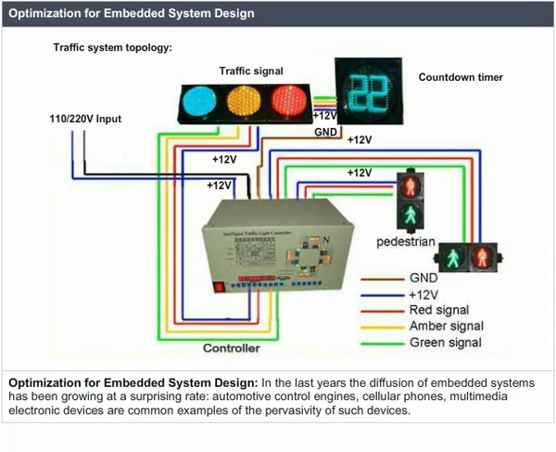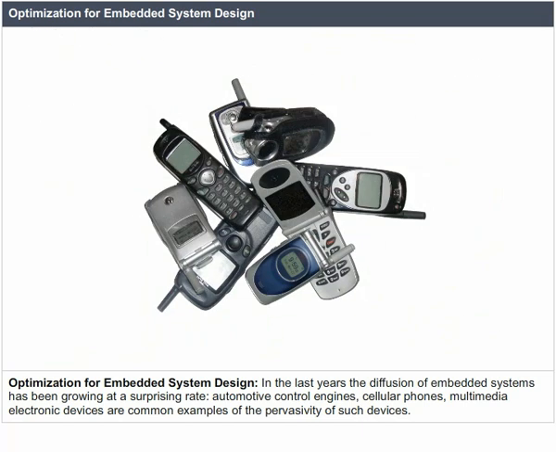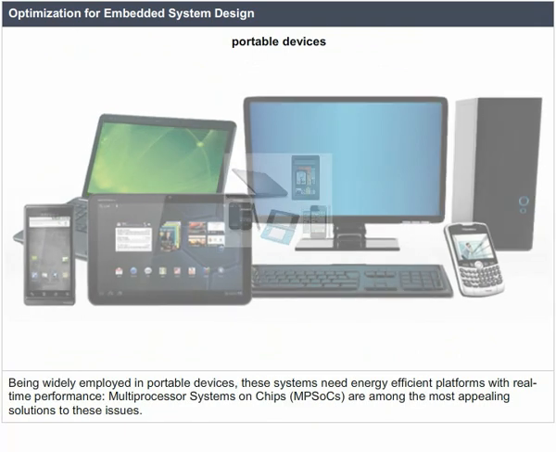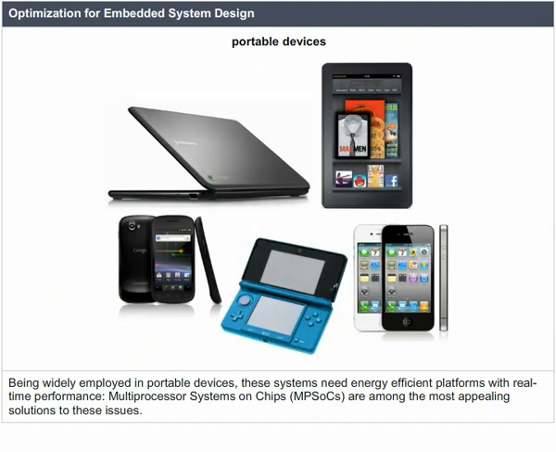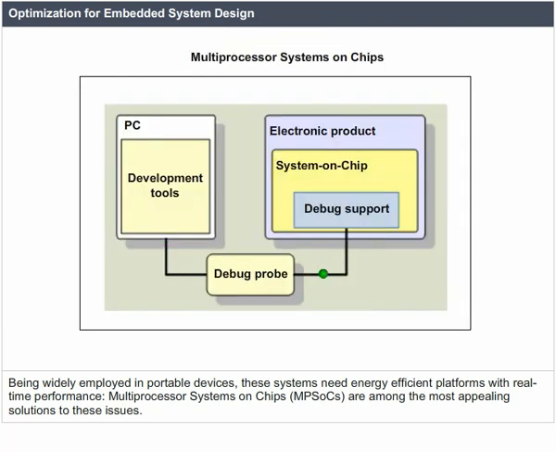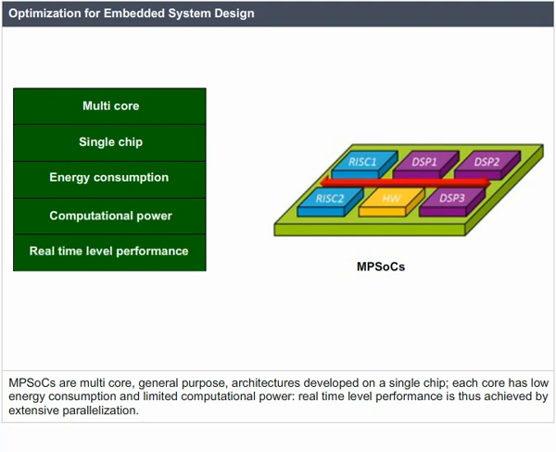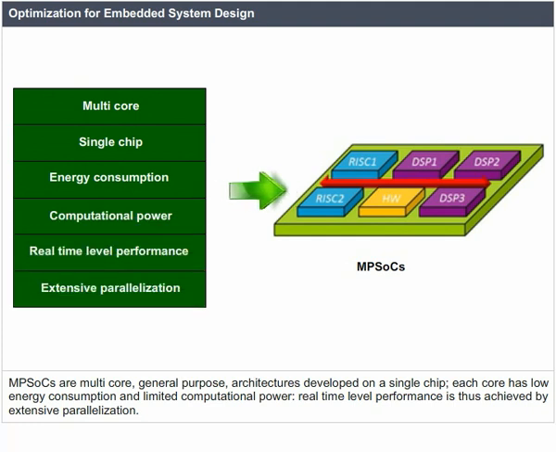Optimization for embedded system design. In the last years, the diffusion of embedded systems has been growing at a surprising rate. Automotive control engines, cellular phones, and multimedia electronic devices are common examples of the pervasiveness of such devices. Being widely employed in portable devices, these systems need energy-efficient platforms with real-time performance. Multiprocessor systems on chips, MPSoCs, are among the most appealing solutions to these issues. MPSoCs are multi-core general-purpose architectures developed on a single chip. Each core has low energy consumption and limited computational power. Real-time level performance is thus achieved by extensive parallelization.